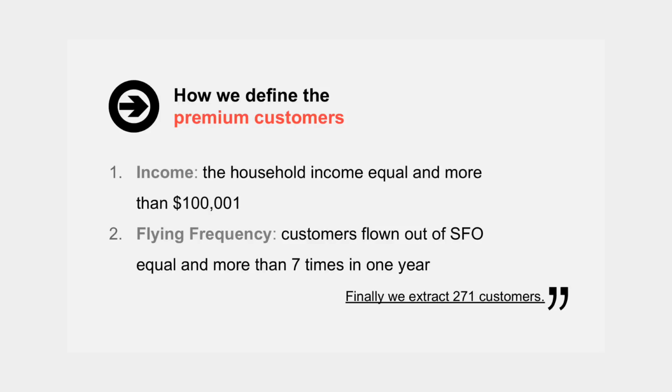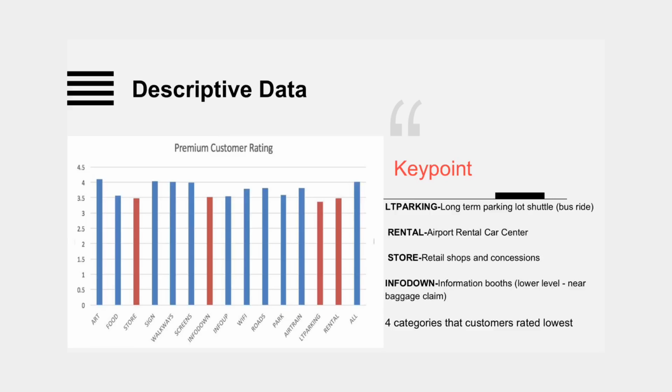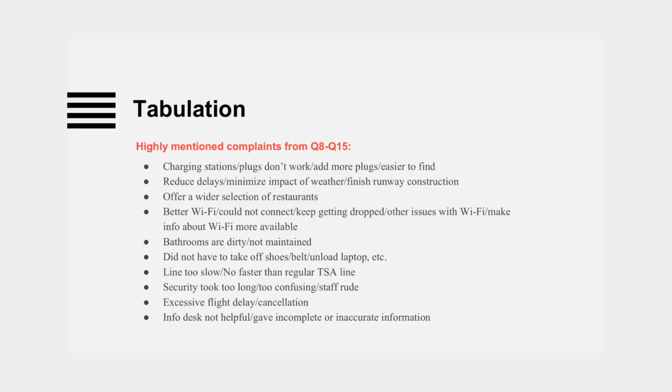And finally, we have 271 customers. Then we figure out that the premium customers rated 4 categories lowest. They are long-term parking, airport rental car center, store, and information booth. So these 4 parts we need to focus on based on the premium customers' ratings.